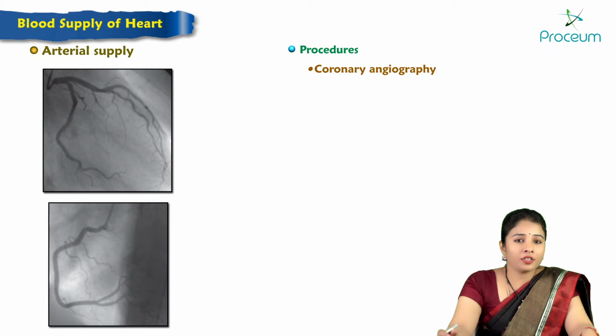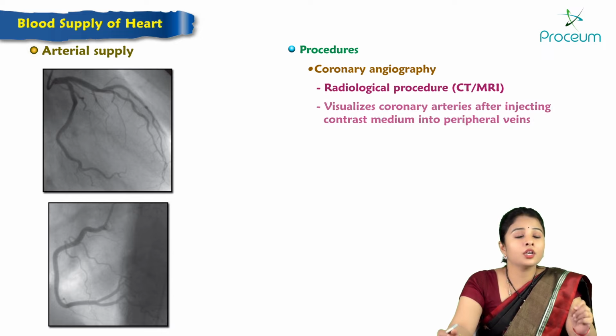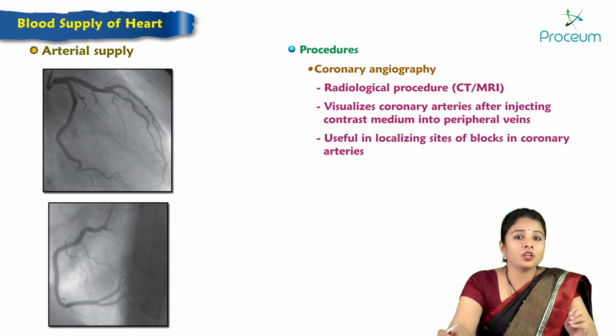Coronary angiography. Coronary angiography is a radiological procedure, usually using CT or MRI, to visualize the coronary arteries after injecting a contrast medium into the peripheral veins. So coronary angiography is usually used in localizing the sites of blocks in the coronary arteries.